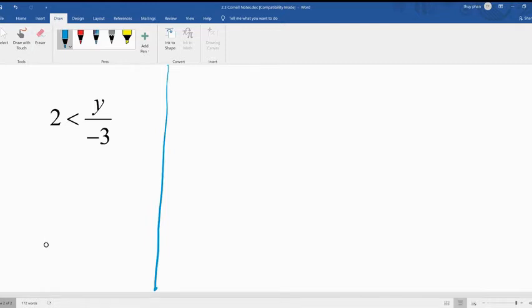To solve this inequality, we're going to undo division by multiplying both sides by negative 3. And so we get negative 6, we got to reverse the inequality sign, and we'll talk about why we do that, which is negative 6 is greater than y. So our solution is y is less than negative 6.